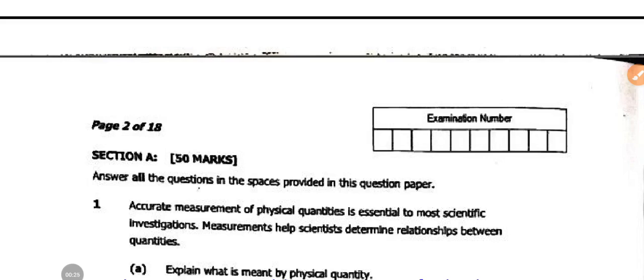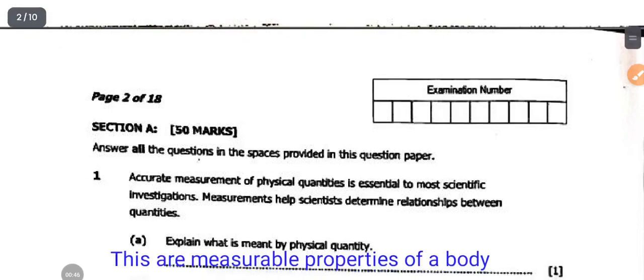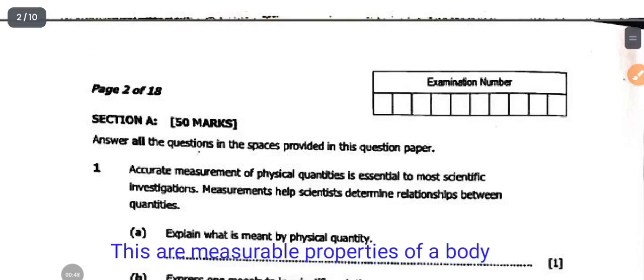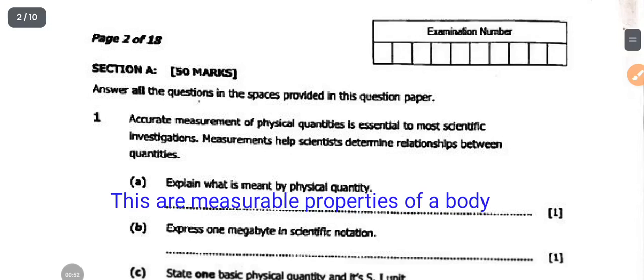Measurements help scientists determine the relationship between quantities. And the first part says, explain what is meant by physical quantity. Well, a physical quantity is basically the measurable property of a body. As for example, length is a physical quantity. So here I wrote the answer as a measurable property of a body.